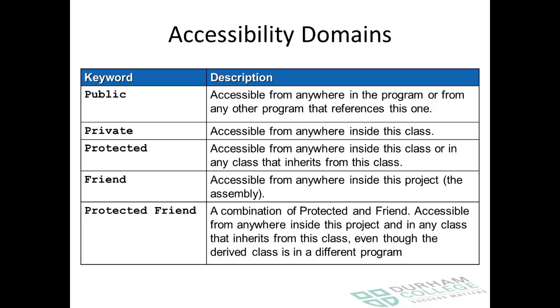access to it. Friend is probably about as wide an accessibility as you want to look at, really anywhere inside the assembly, but assemblies outside of your application cannot access it. So in other words, you declare something as friend, everything within your application, your defined application, can access it. And then there's the combination protected friend. So anywhere in the project, any class that inherits from the class, even if that derived class, that class that inherits from the class where this is declared, is in a different program or assembly, which is kind of interesting.